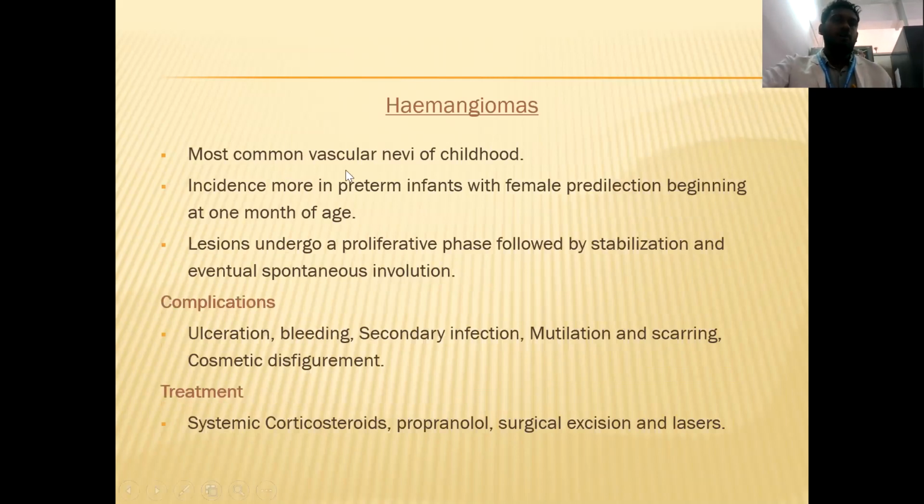Hemangiomas are the common vascular nevi of childhood. Incidence is more common in preterm infants with a female predilection, beginning at around 1 month of age. One important thing is these lesions will undergo a proliferative phase followed by a stabilization phase, and that is followed by a spontaneous involution phase. The common complications of hemangiomas include ulceration, bleeding, secondary infection, mutilation, scarring, and cosmetic discoloration. For treatment we can use systemic corticosteroids, then propranolol, then surgical excision, and even lasers.